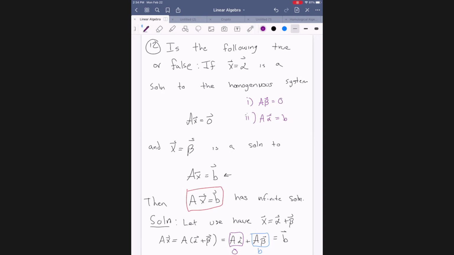Then I saw this and thought, okay, what if I add these two together? Well, this would just give me A beta plus A alpha is equal to B again, right? 0 plus B is B. So then I just factored out the A and it equals B. So I just said, oh well, if this is X, then just give me another. That's how I thought of it, right? That's why I assigned X equals alpha plus beta.